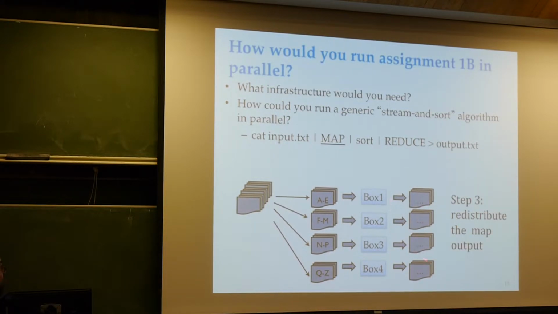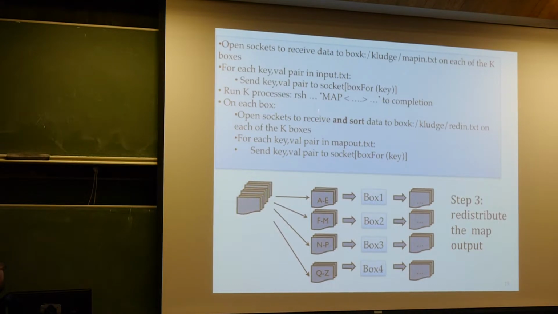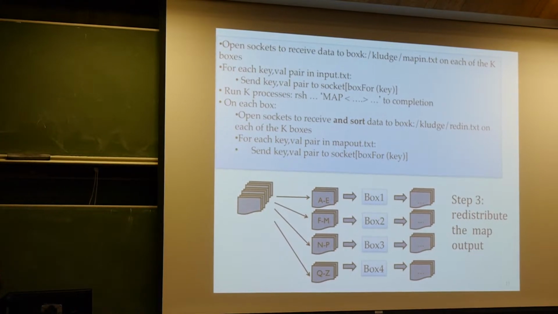Now I've got to take this map output and figure out which reducer it's going to go to. So I have to take this, split it up and redistribute it. Here's what we can do. We've split our data and done our map process. The next step is we open sockets on each box that will receive data. The way I'll set it up is, let's receive the data and immediately run it through a sort process.